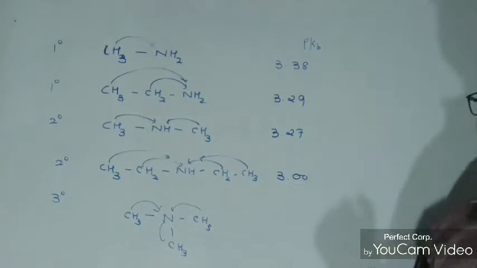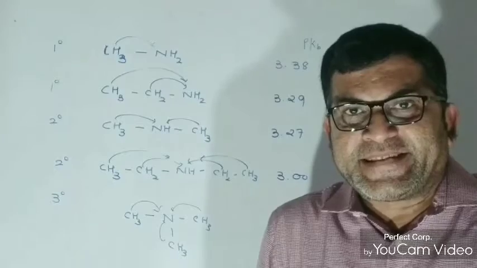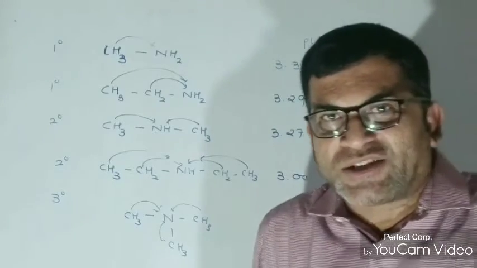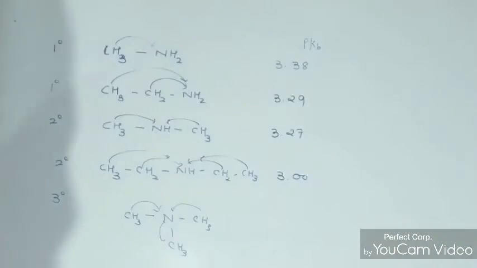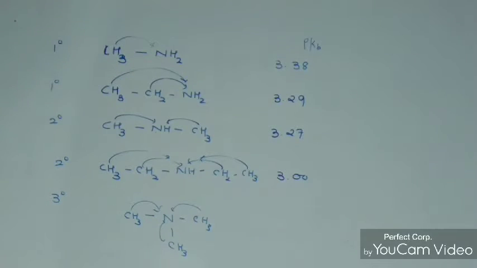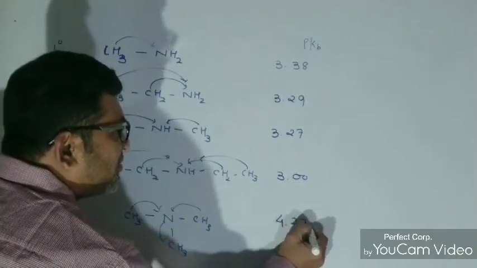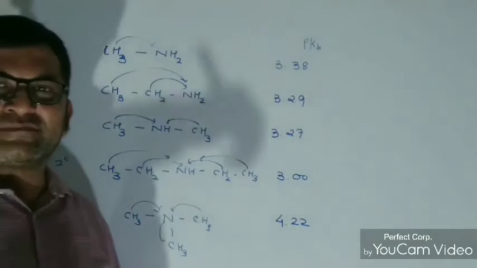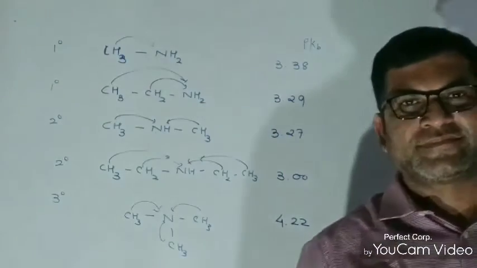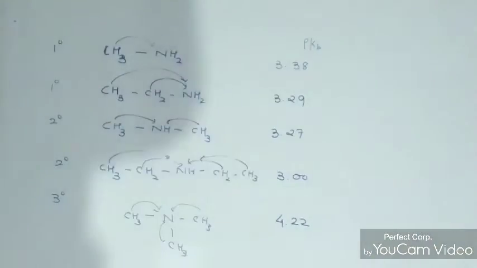It should stay less than these three, because here we can understand there are 4 carbons. What do you think it should be? Actually, when I write the pKb value of this, you will be surprised. The pKb value of N,N-dimethyl methanamine is actually 4.22. Surprising. Why? So dear students, here is the discussion.